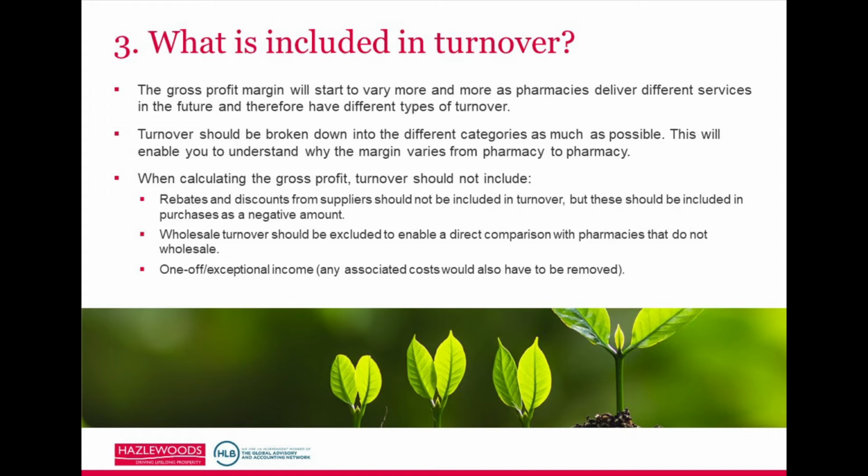When calculating the gross profit for pharmacies, turnover should not include things like rebates and discounts from suppliers. These should be taken off your cost of sales figure instead. We would recommend that you don't include wholesale turnover, as not all pharmacies will be doing wholesale. And we'd also recommend removing any one-off or exceptional income, including any associated costs with that income, from your calculation. This should enable you to compare your margin with another pharmacy.